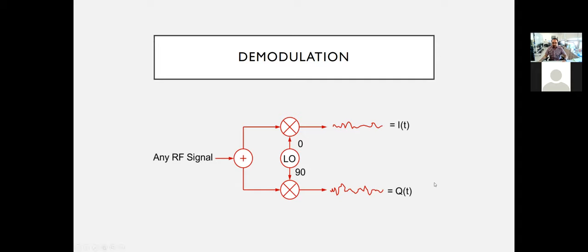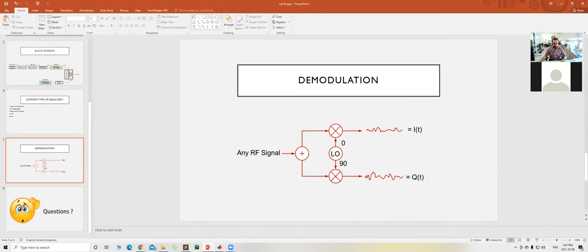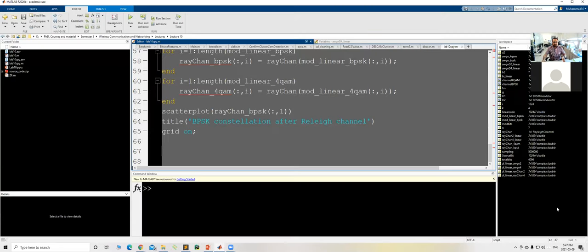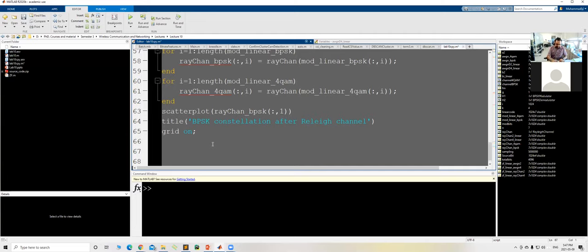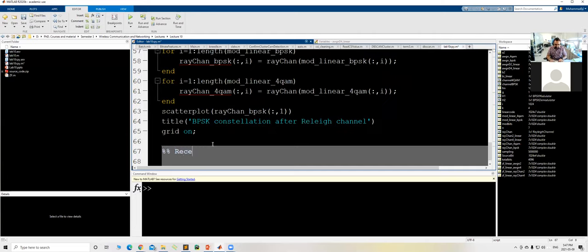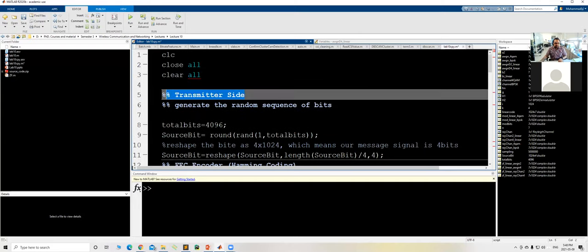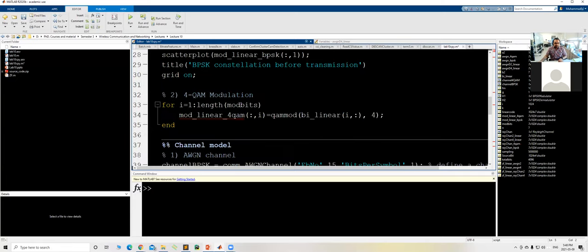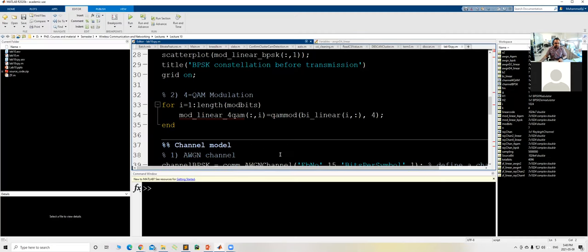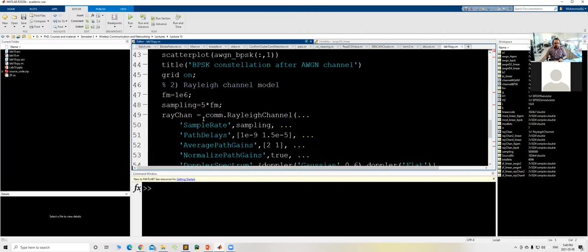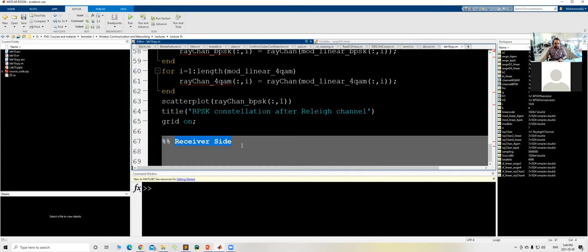I'll now switch to MATLAB, and let's start the receiver side. Previously we covered the transmitter side. The transmitter side contained all these blocks that we saw earlier. Then we had a channel, which you will see here. And now we are dealing with the receiver side. So this is our receiver.